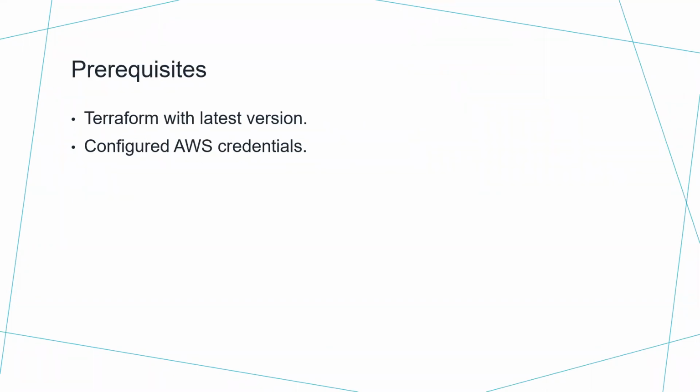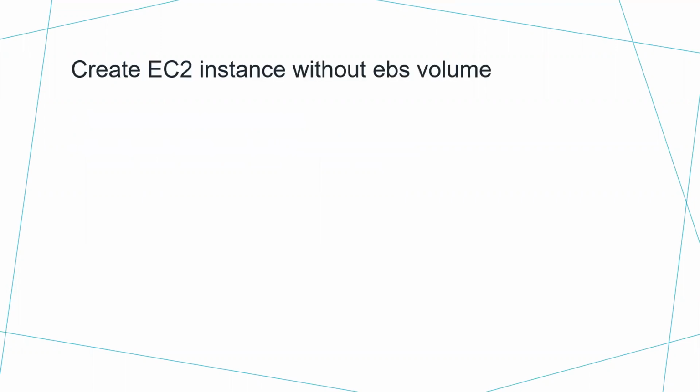Okay, so let us see what the prerequisites are. We should have the latest version of Terraform, and also we should have configured AWS credentials. First we'll see how to create an EC2 instance without EBS volume. So let us see the code we have.